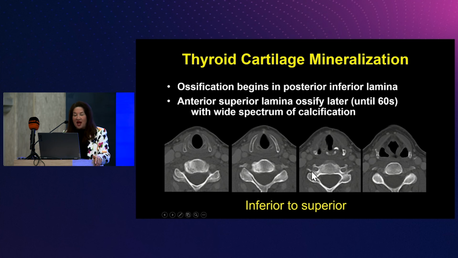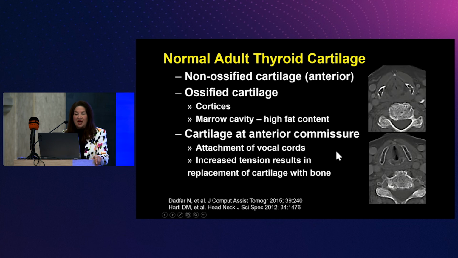Here's an example of a thyroid cartilage from inferior to superior in a 40-year-old. You'll see the ossification of the posterior and inferior thyroid cartilage. As we move cephalad, we'll see that the anterior portion of the thyroid cartilage is not completely ossified. This is ossification or sclerosis of the arytenoid. That's an anatomic variant, and it's more often on the left.